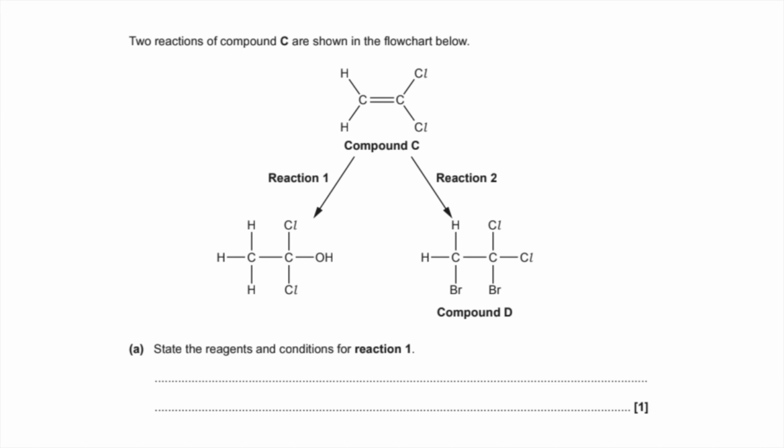Okay, so part A, we've got to state the reagents and conditions for reaction 1. So we're looking at the functional group change, so we're going from an alkene in compound C to essentially an alcohol. So all we've done is we've added an H to this side and an OH to this side. So the reagent is steam or H2O gas, and the condition for that reaction is you need an acid catalyst, or you could specify the acid as H2SO4 or H3PO4.